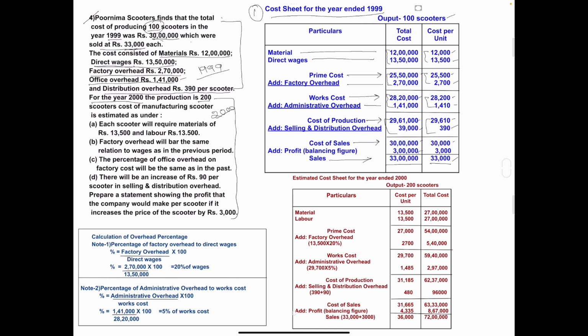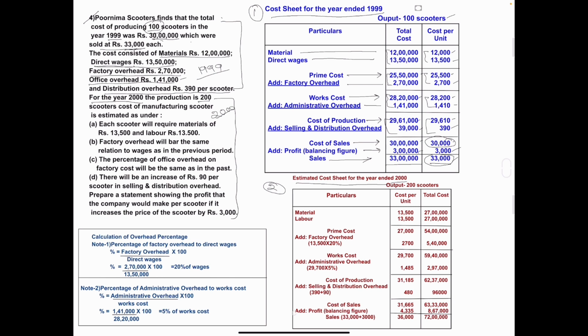Okay, in this problem they have given information related to sales. So first we will take the sales amount, that is 33 lakh total, and per unit 33,000. From 33 lakh minus 30 lakh, you will get 3 lakh, and per unit from 33,000 minus 30,000, you will get 3,000, and this is called profit, the balancing figure. Understood? This is the cost sheet for the year 1999. Next we have to prepare the estimated cost sheet for the year 2000.